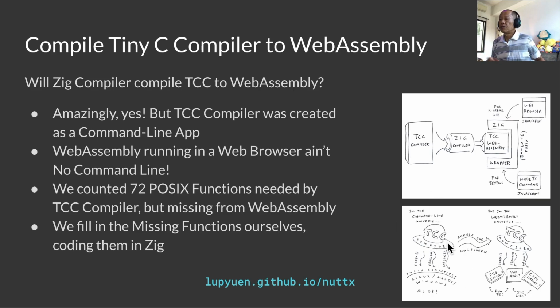Tiny C Compiler was created as a command line app. It calls POSIX functions to open source files and to read them. And WebAssembly running in a web browser ain't no command line. We counted 72 POSIX functions needed by TCC compiler but missing from WebAssembly. Thus, we fill in the missing functions ourselves. Effectively, we're emulating POSIX in WebAssembly by writing our own ZIG functions.